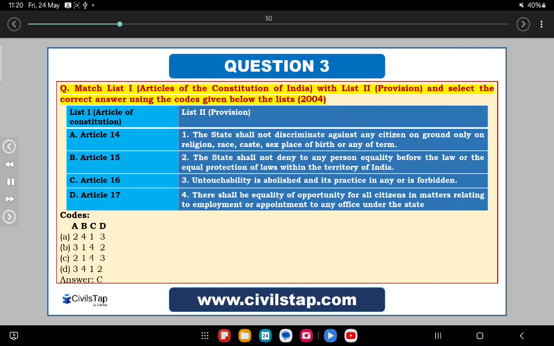Q. Match List I, Articles of the Constitution of India, with List II, provision, and select the correct answer using the codes given below the lists. Codes: A, B, C, D. Option A: 2413. B: 3142. C: 2143. D: 3412. Answer: C. Question 3.